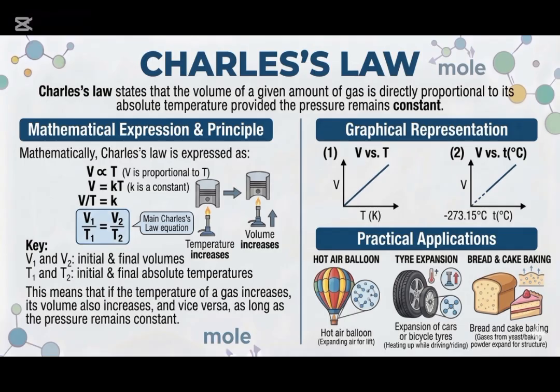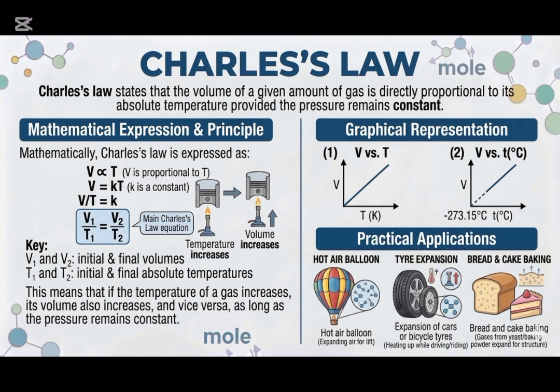Moving on to Charles' law. Charles' law states that the volume of a given amount of gas is directly proportional to its absolute temperature, provided the pressure remains constant. Mathematically, Charles' law is expressed as V directly proportional to T. And removing the direct proportionality sign, it becomes V equals KT. Then cross multiplying, we have V over T equals K.